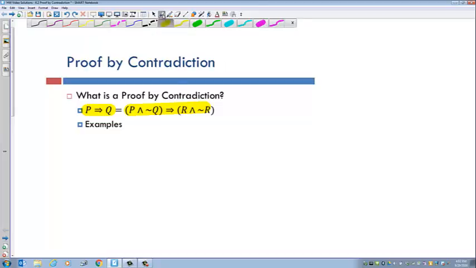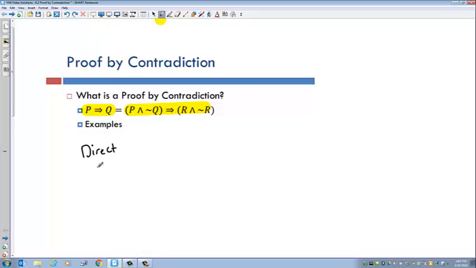Just quickly as a review, we have three ways to prove things. To prove P implies Q, we can prove it directly, so we assume P and somehow show that it does imply Q. We can prove it by proving the contrapositive, which means we prove not Q implies not P. And then finally, we can prove it by contradiction. This is the third method of proof, contradiction.